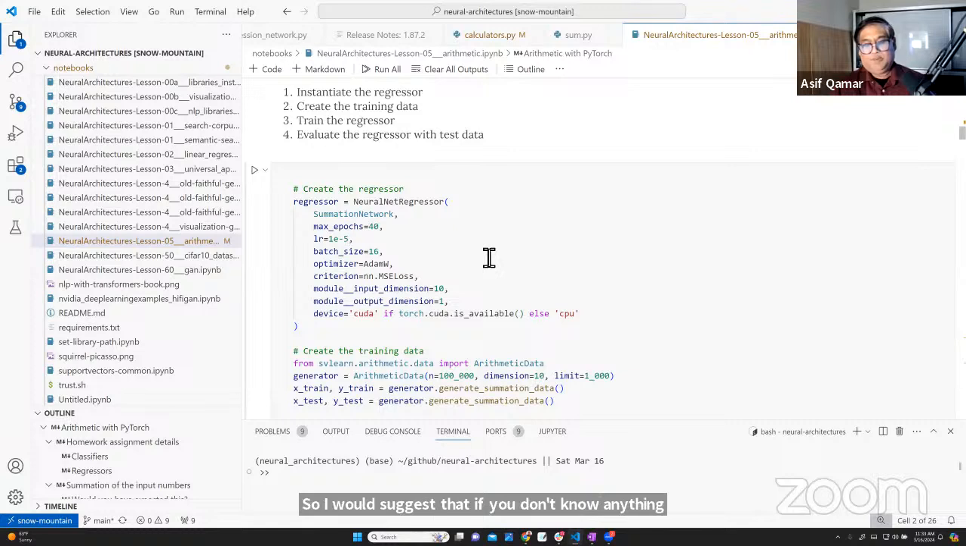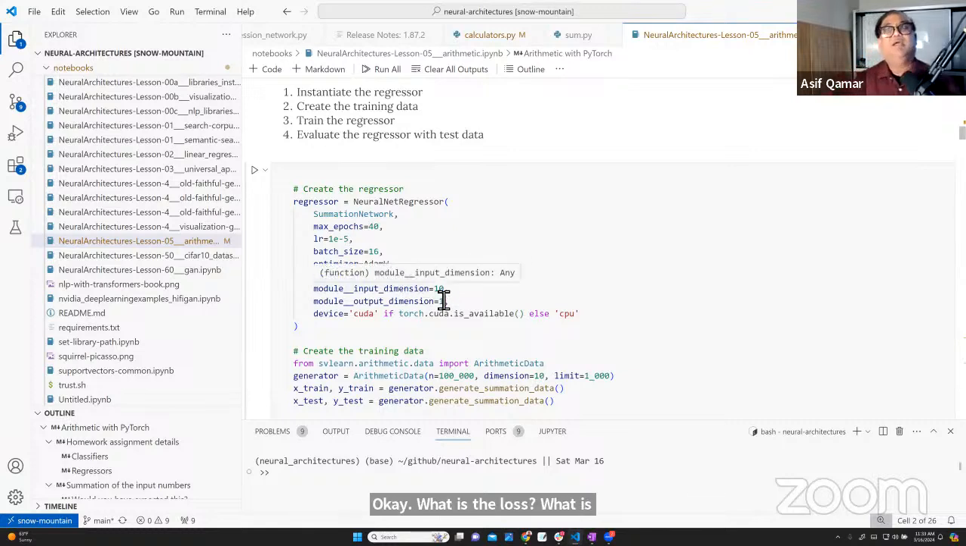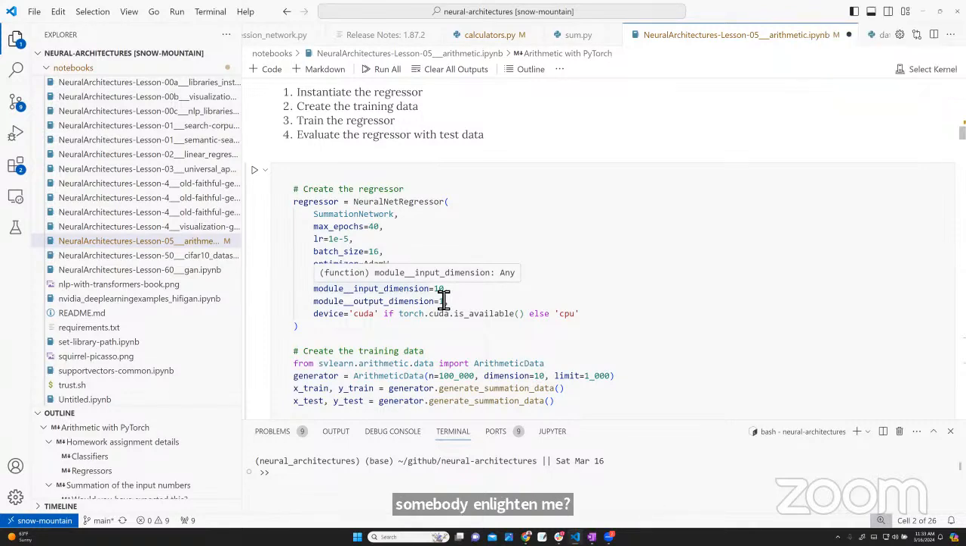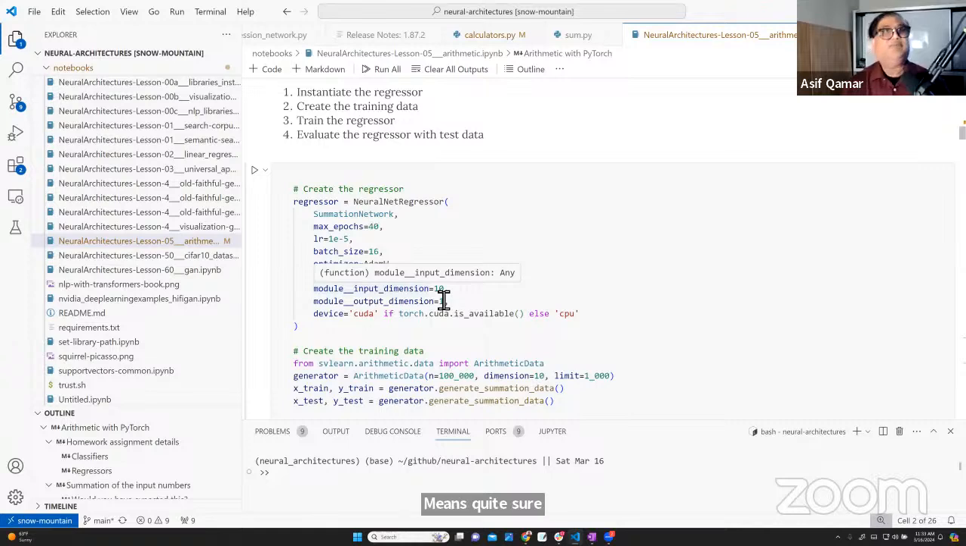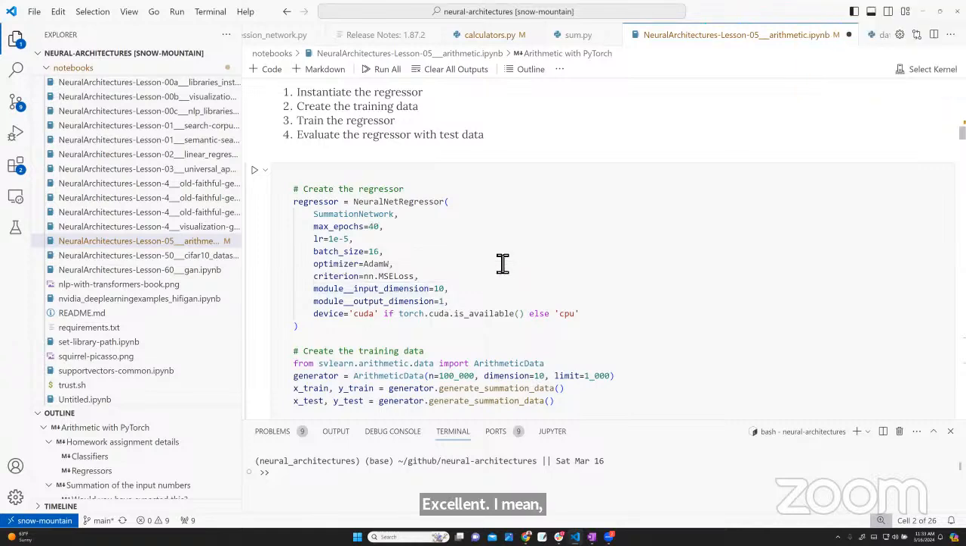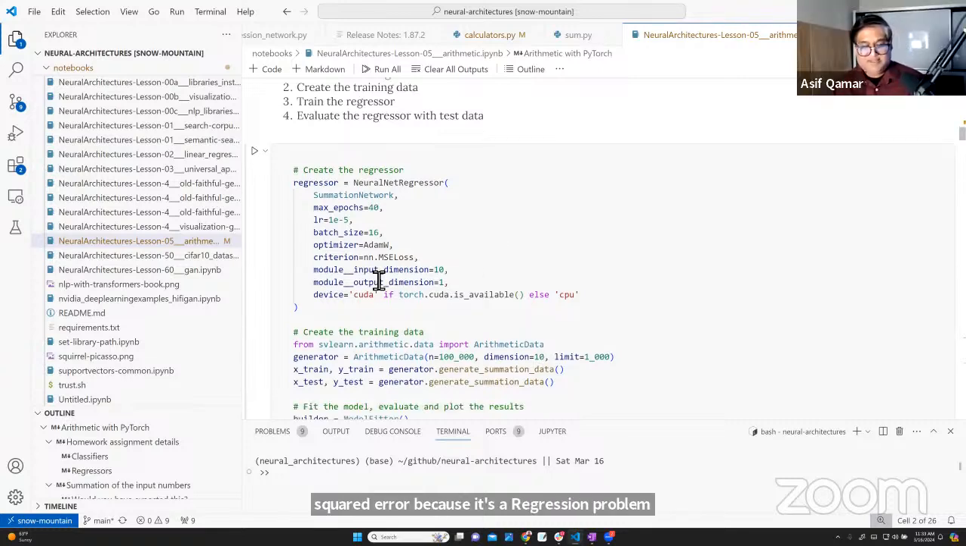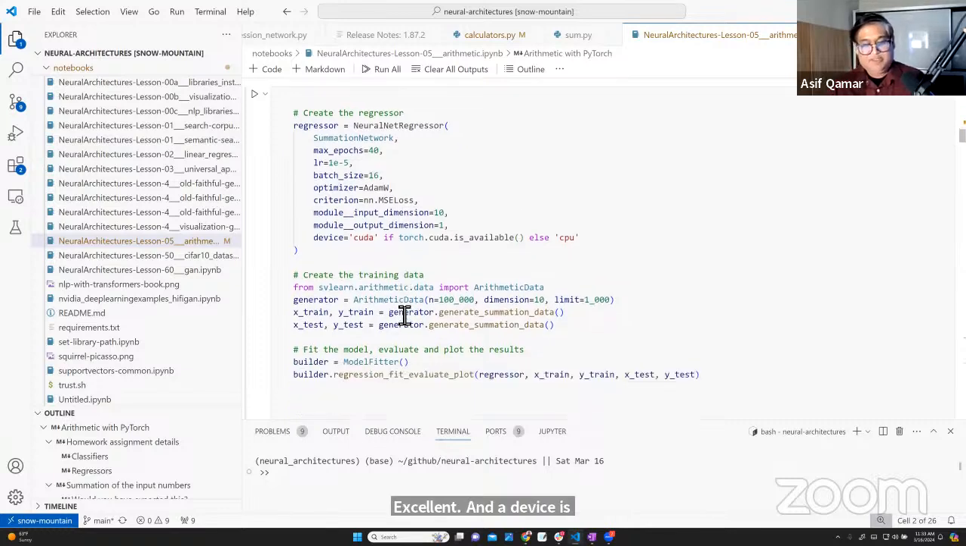Right? What is the loss? What is this MSE loss? Can somebody enlighten me? What is that MSE loss? Mean squared error. Excellent. And why are we using mean squared error? Because it's a regression problem. Excellent. And a device is obviously, if you have the GPU, then go with GPU.